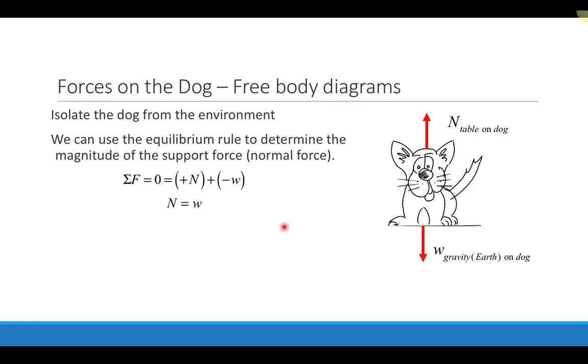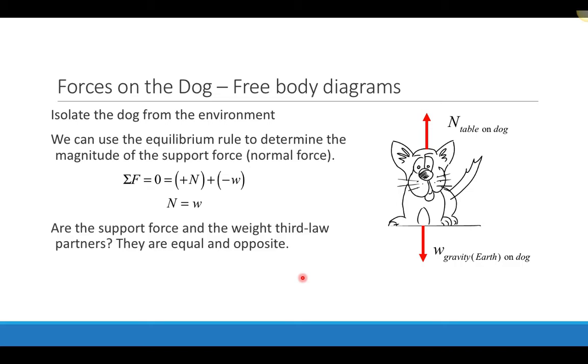We can use the equilibrium rule, since the dog is sitting there and not moving, and we can say that the sum of the forces along the vertical direction have to be 0. I have a positive contact normal force, and I can add that to the weight of the dog. So in this picture, the normal force would have to equal the weight of the dog. Now, the normal force and the weight are equal forces. They're oppositely directed. So is it true that the support force and the weight are third law partners?